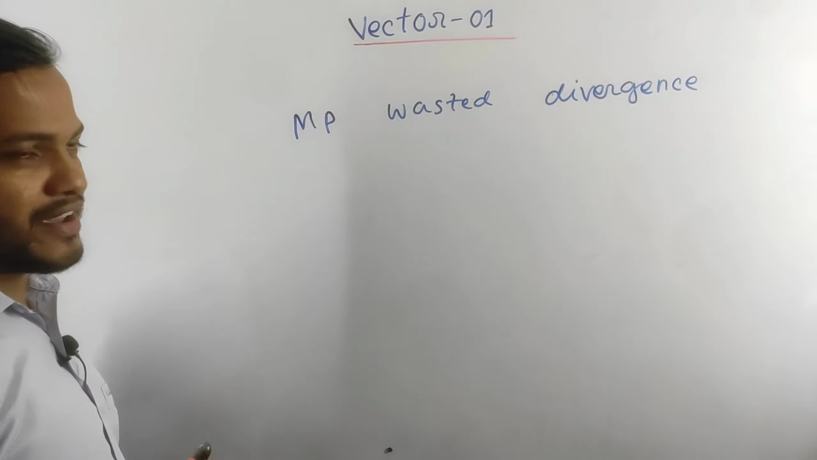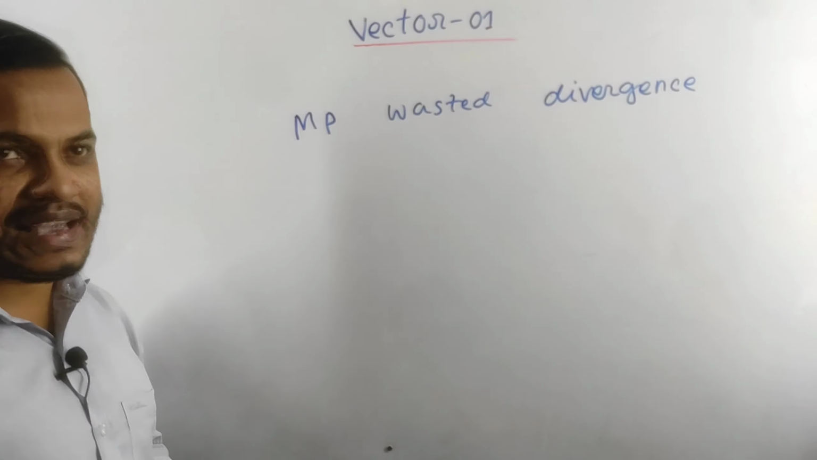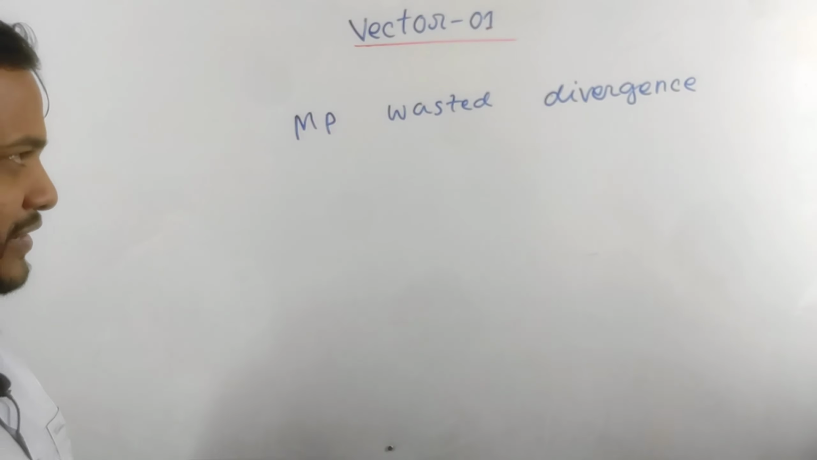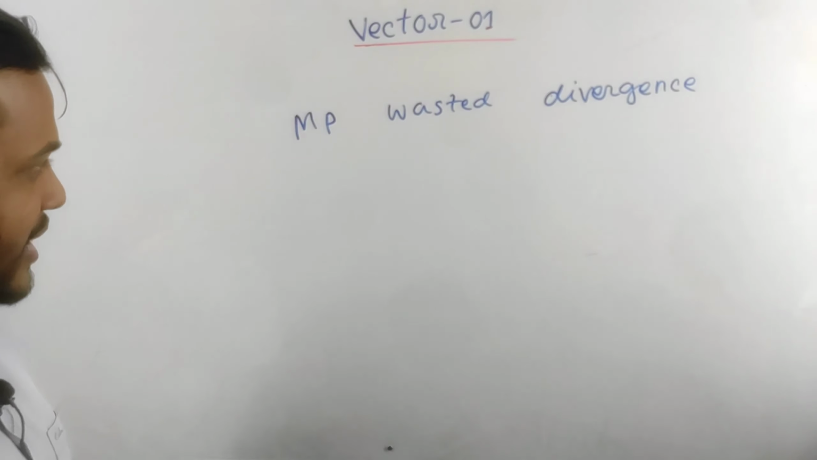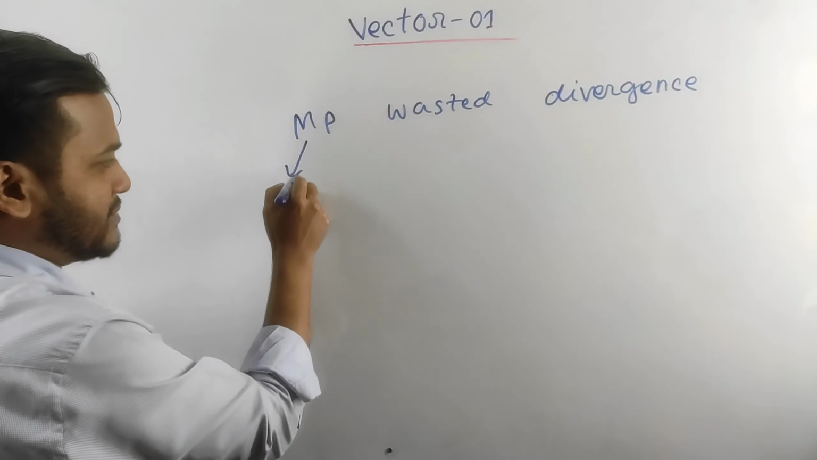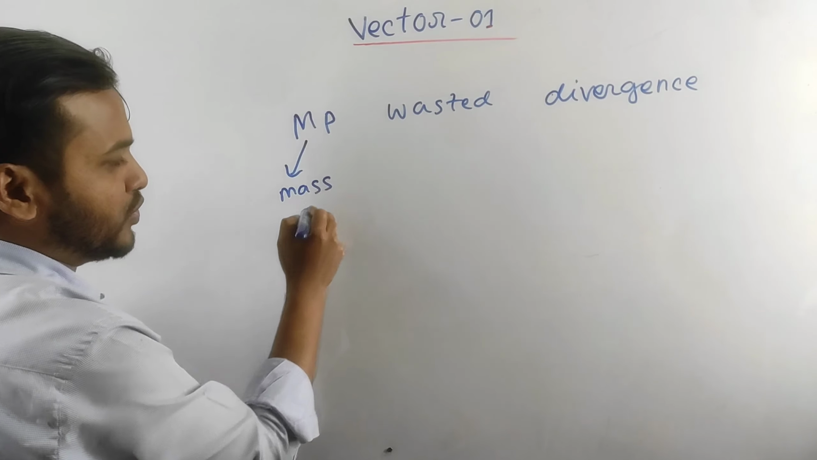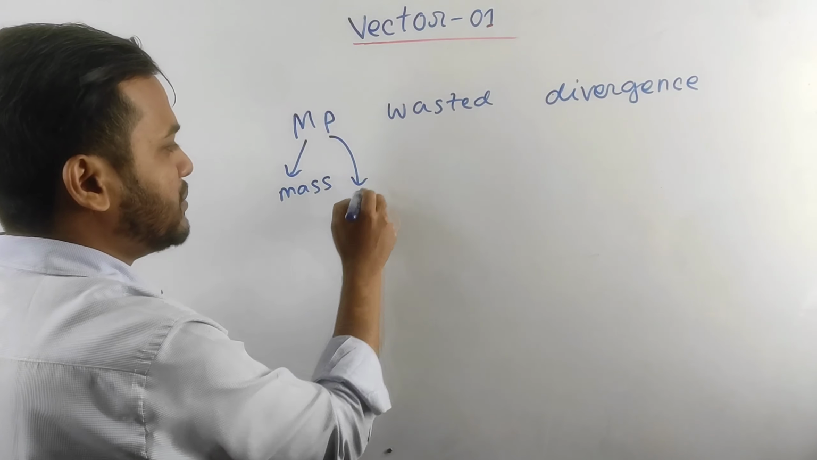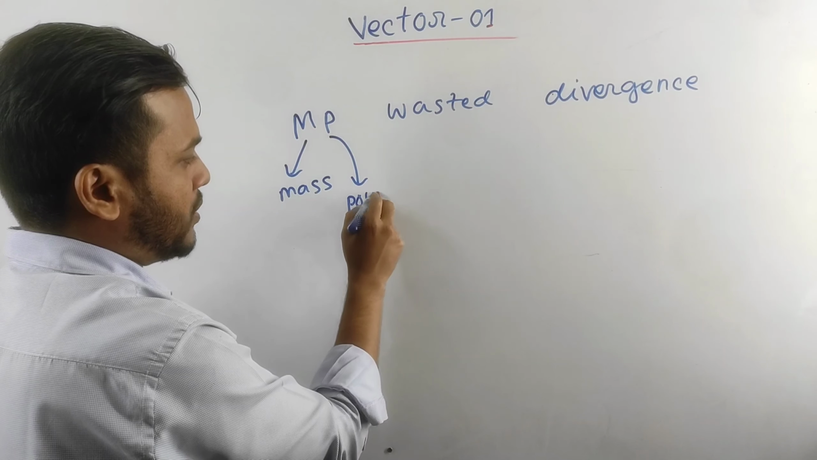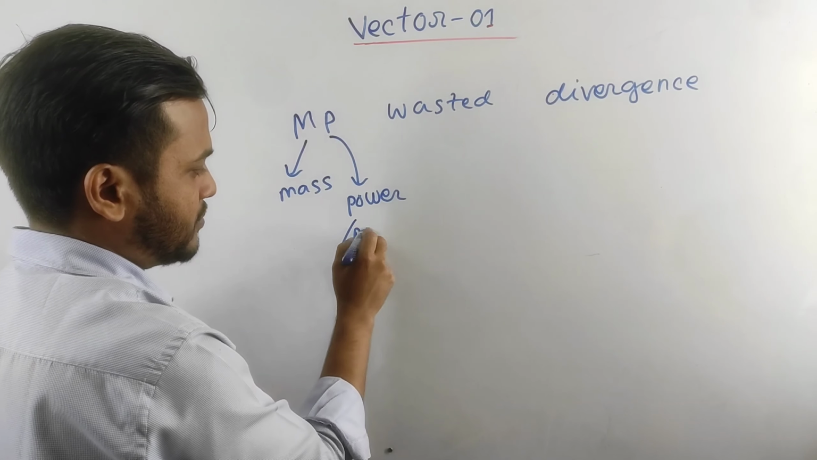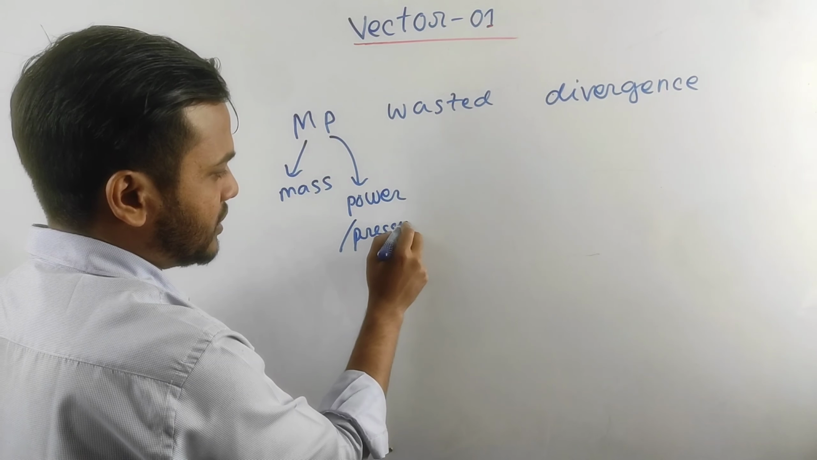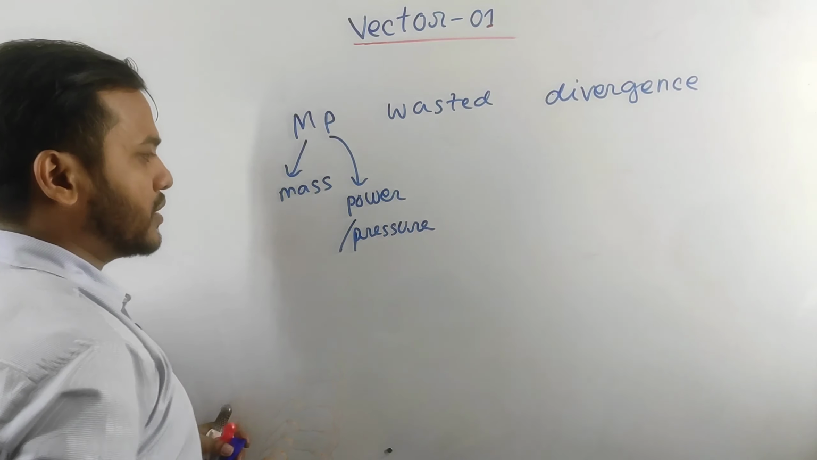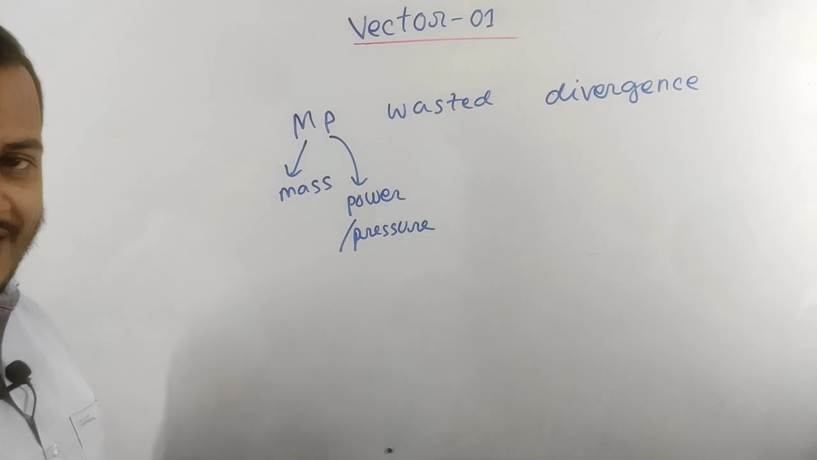MP wasted divergence. So what is MP? This is a very miraculous matter. I mean, what is M? M means mass. Mass is a vector quantity. No, mass is a scalar quantity. Again, what is P? P means power, or P means pressure. So pressure and power are scalar quantities.